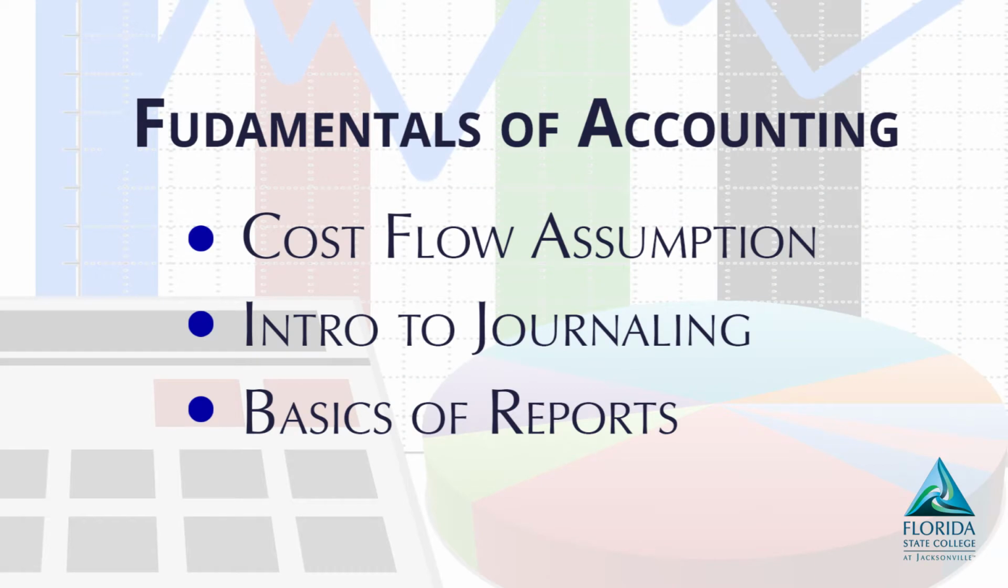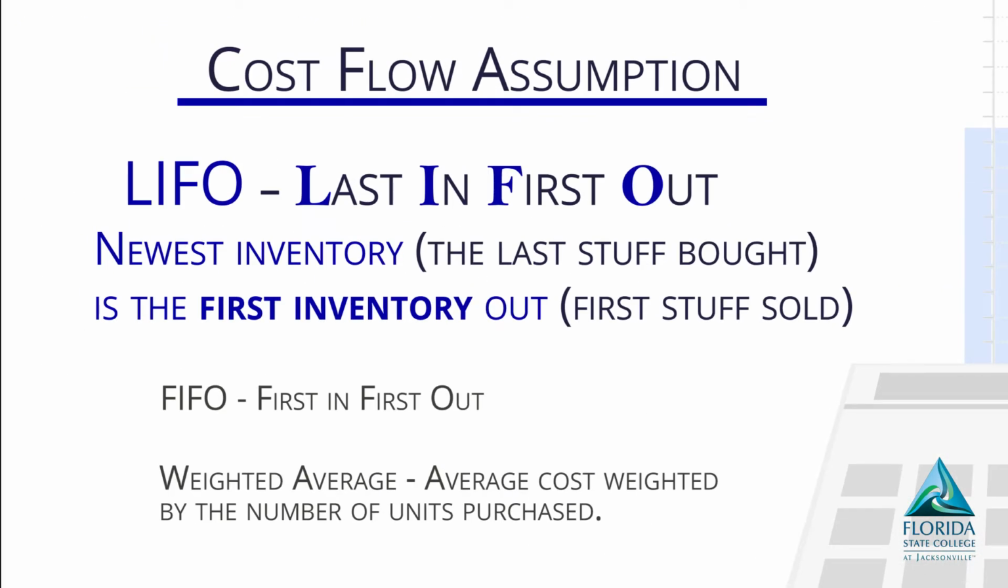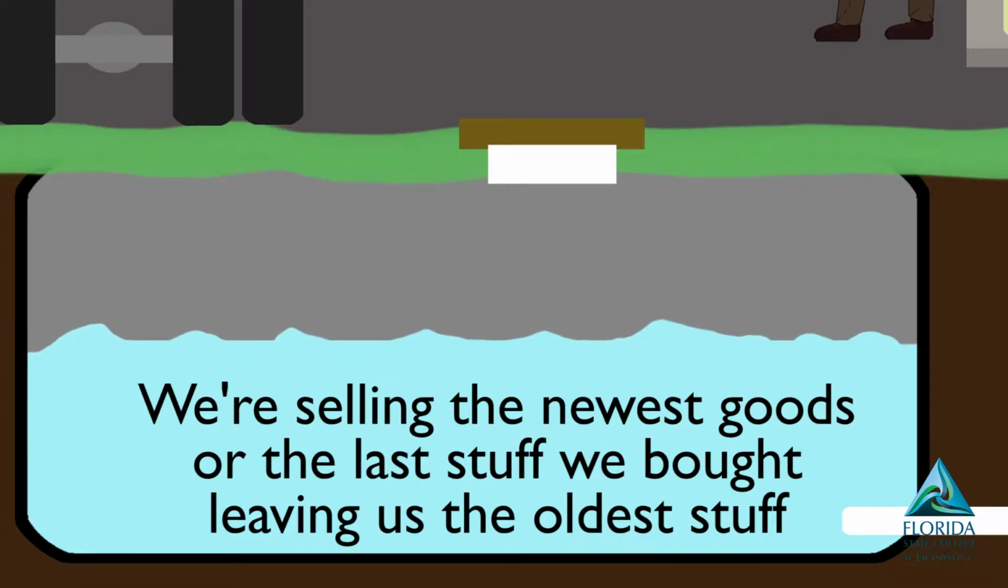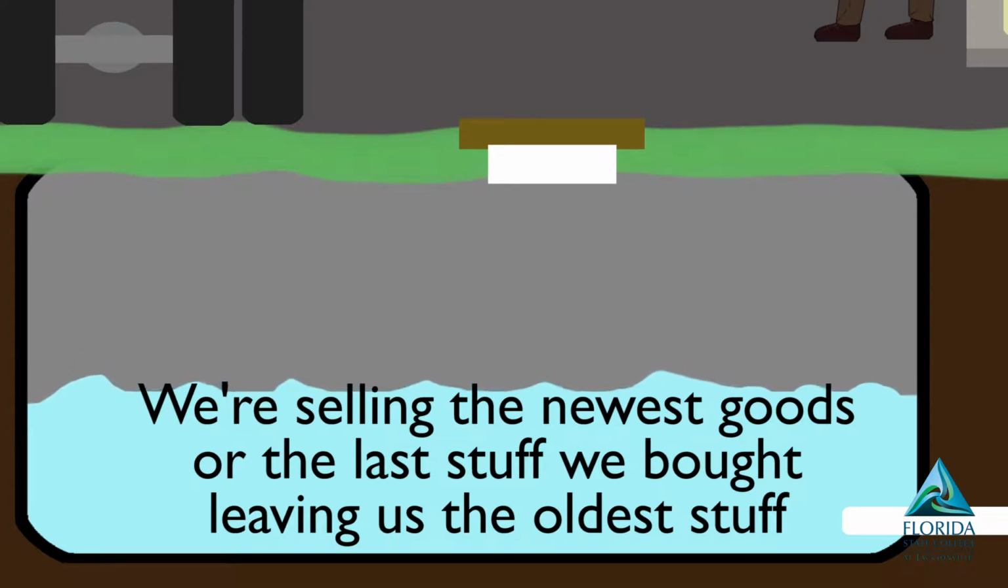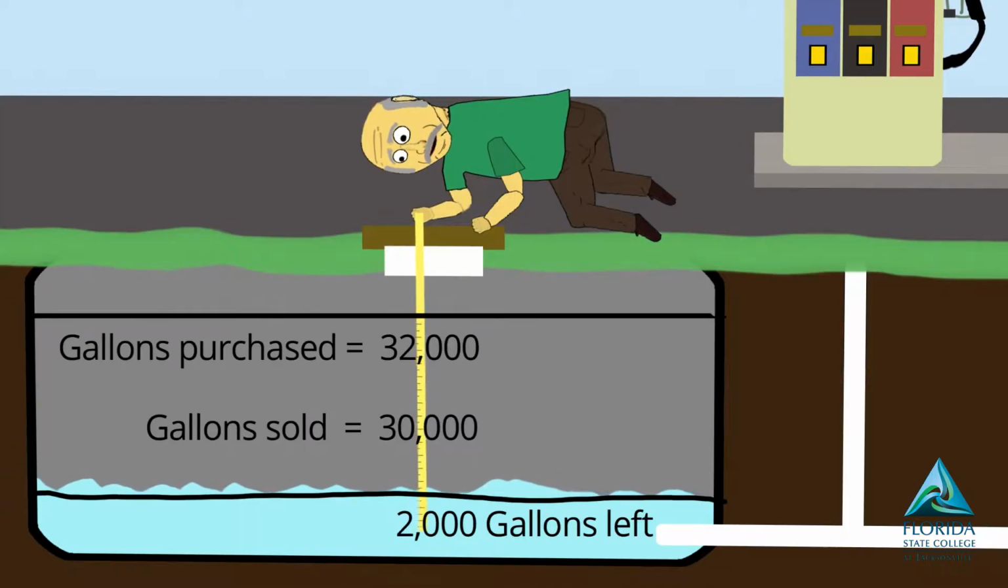This video is the second part of our videos on cost flow assumption. Today, we will cover LIFO, or last in, first out. The LIFO cost flow assumption says that we are always going to be selling the newest goods. So the goods remaining in ending inventory will be 2,000 of the gallons from our initial or first purchase.